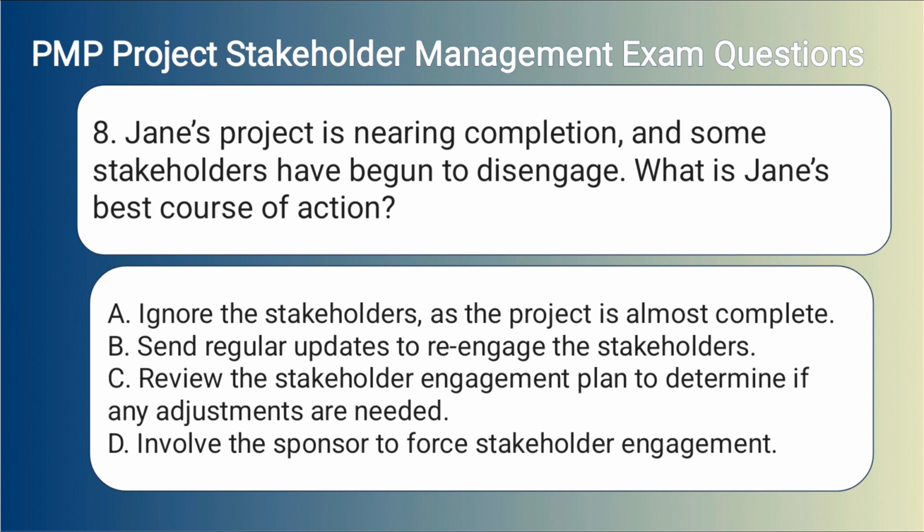8. Jane's project is nearing completion, and some stakeholders have begun to disengage. What is Jane's best course of action? A. Ignore the stakeholders, as the project is almost complete. B. Send regular updates to re-engage the stakeholders. C. Review the stakeholder engagement plan to determine if any adjustments are needed. D. Involve the sponsor to force stakeholder engagement.